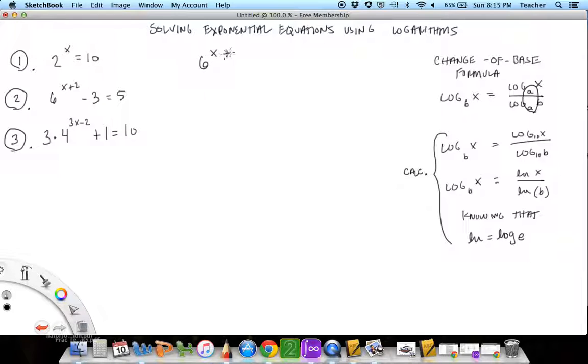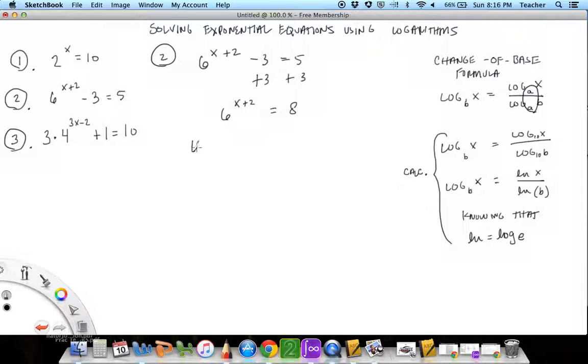So for example, this is number 2 here. If we have 6 to the x plus 2, minus 3 equals 5, the first thing I need to do is isolate the exponential function. So I'm going to add 3, so I get 6 to the x plus 2 equals 8. Now again, you'll notice there's no way I can put 8 into a base that works, or 6 into a base that works, so I'm going to have to use logarithms.